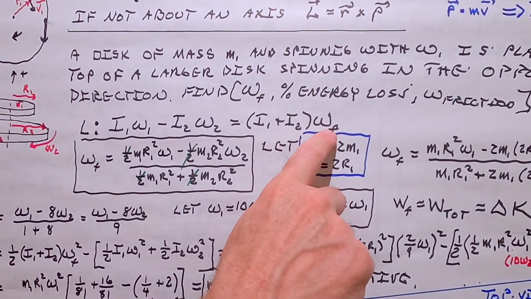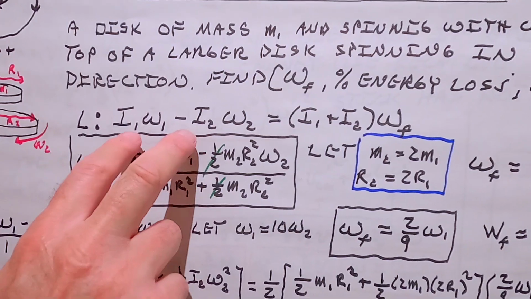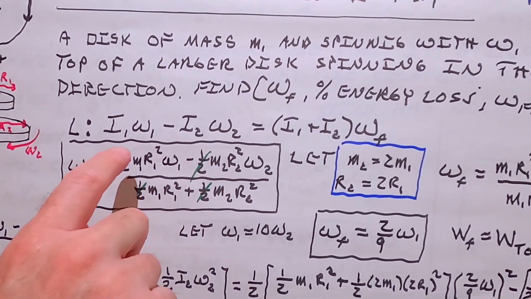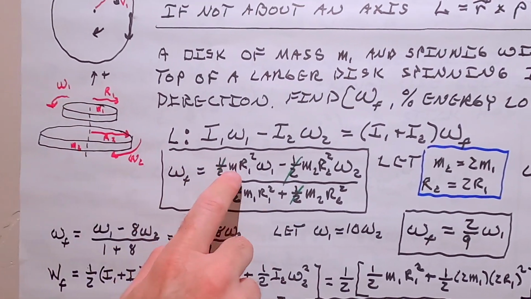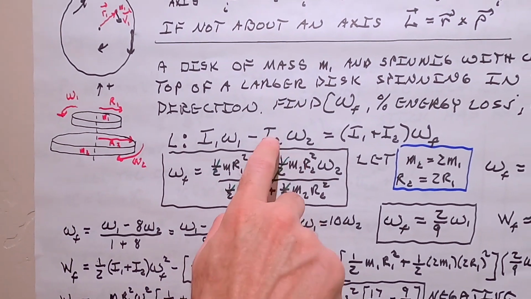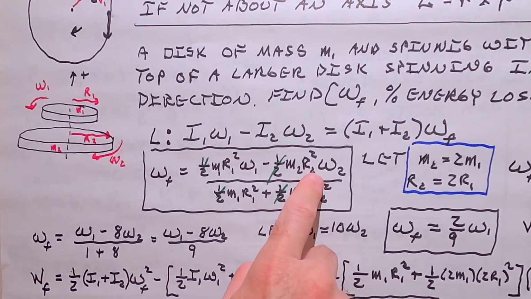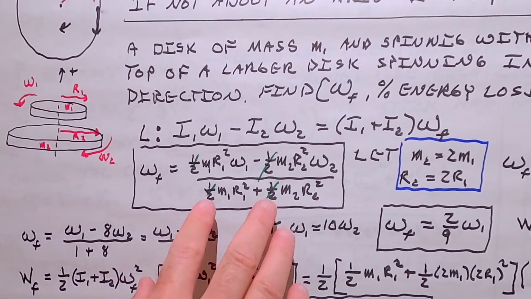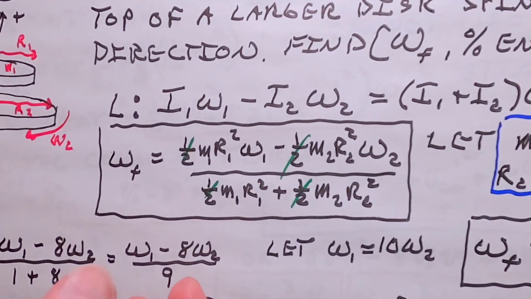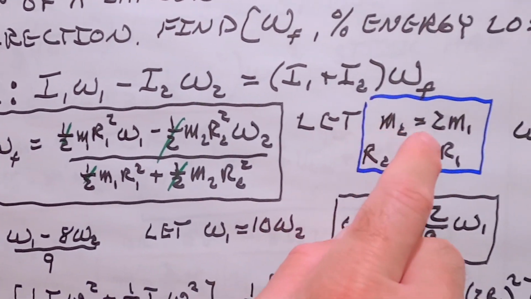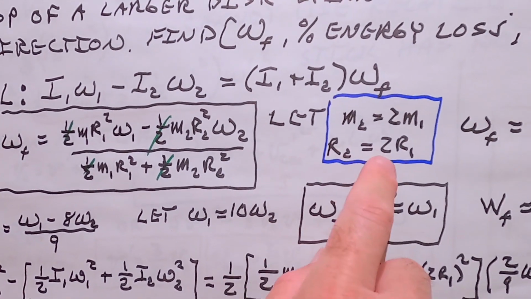So we just divide out the I's and we plug in what the two I's are. I1 is 1/2, that's a disk, m1 r1 squared. I2 is 1/2 m2 r2 squared, and the same with the sum. Now I wanted to simplify the algebra here, so I said let's let m2 equal 2m1 and r2 equal 2r1.